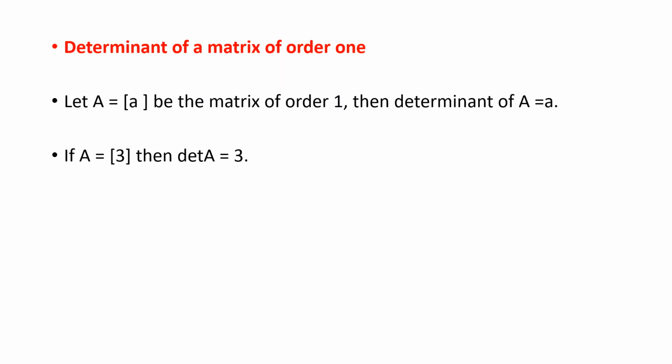Next, how to calculate the determinant for a matrix of order 1. It is very simple. The value will be the number itself which is written in the matrix. Suppose A is equal to 3, the singleton matrix, then the determinant of A will be 3 only.